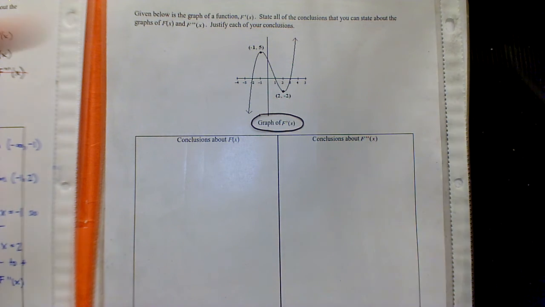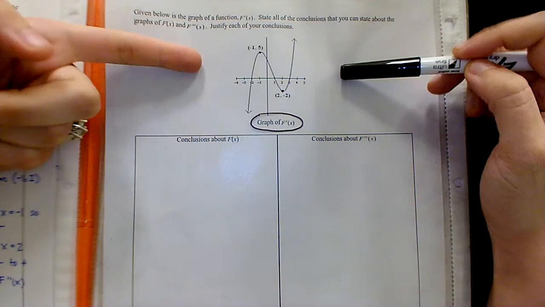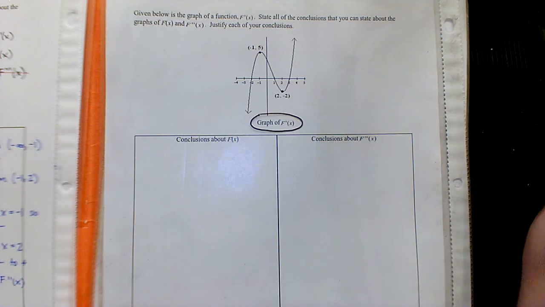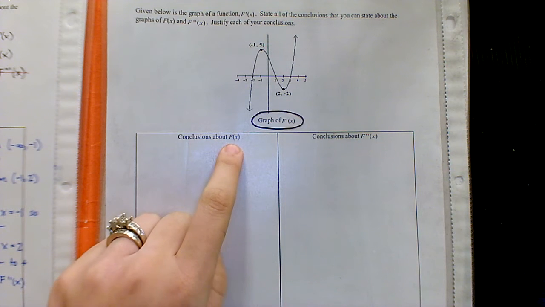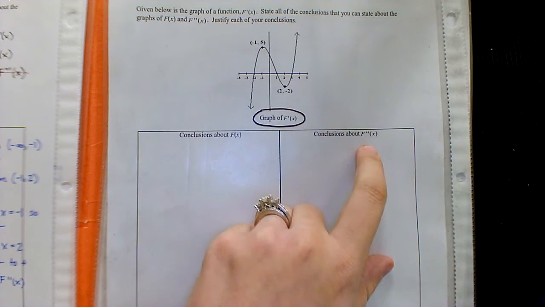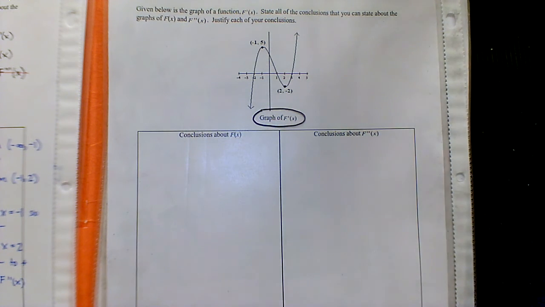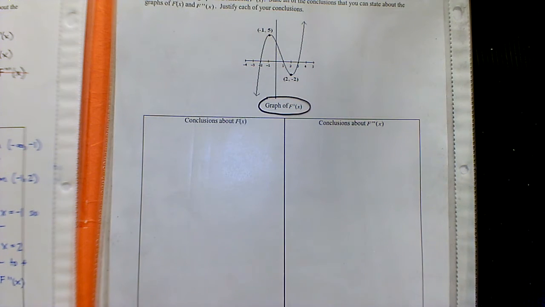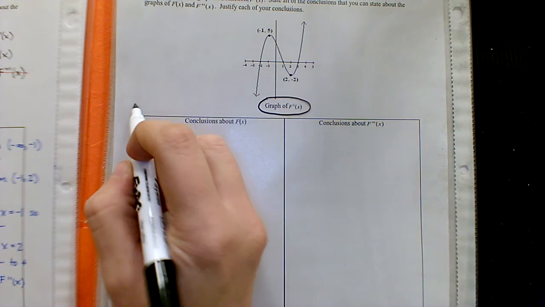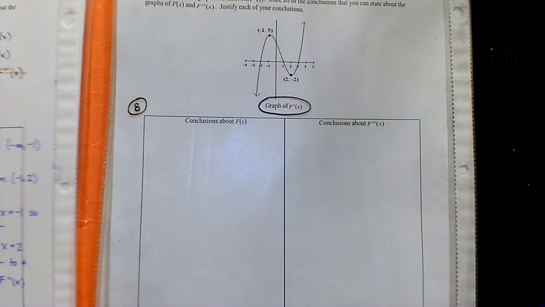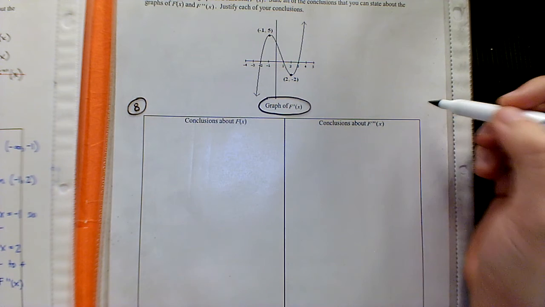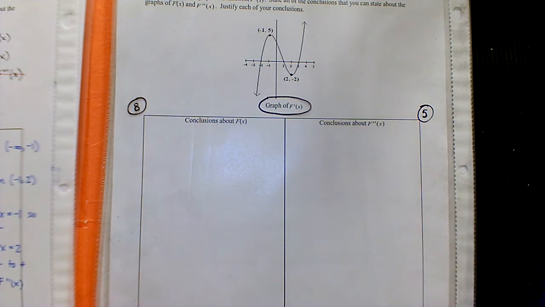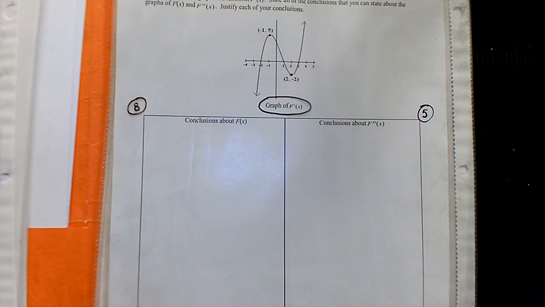If we assume this is a derivative graph, we're going to try to write down as many things as we can about the original function, but also the second derivative. When I went through this, I was able to come up with 8 things about the original function and 5 for the second derivative. I want to see if we can get there.